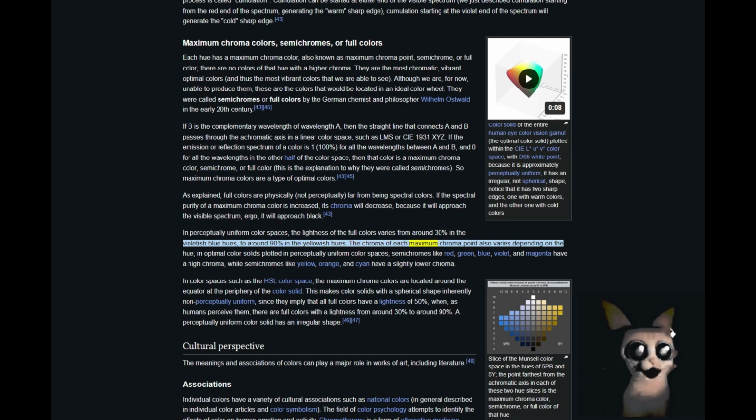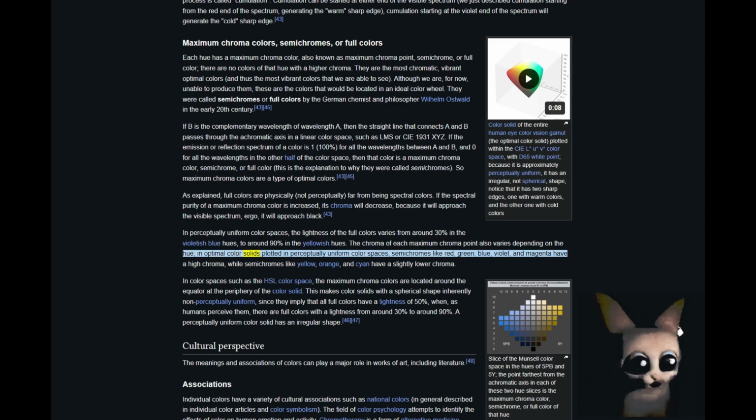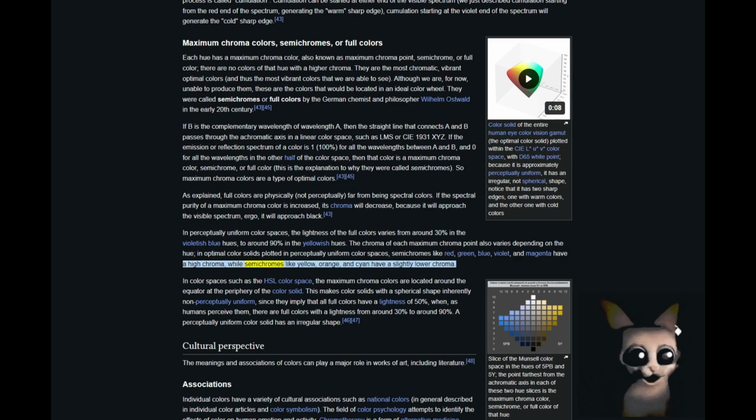The chroma of each maximum chroma point also varies depending on the hue. In optimal color solids plotted in perceptually uniform color spaces, semichromes like red, green, blue, violet, and magenta have a high chroma, while semichromes like yellow, orange, and cyan have a slightly lower chroma. Slice of the Munsell color space in the hues of 5PB and 5Y: the point farthest from the achromatic axis in each of these two hue slices is the maximum chroma color, semichrome, or full color of that hue.